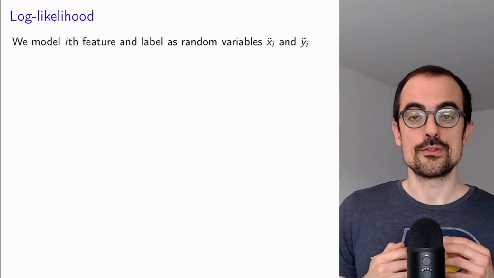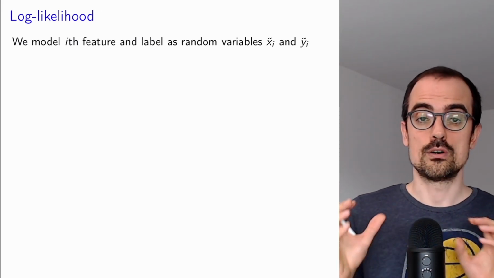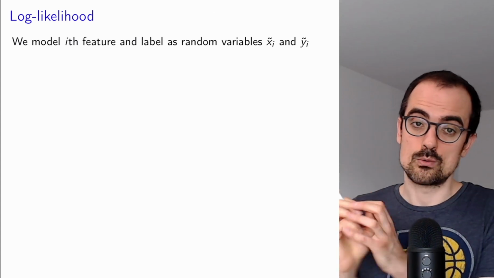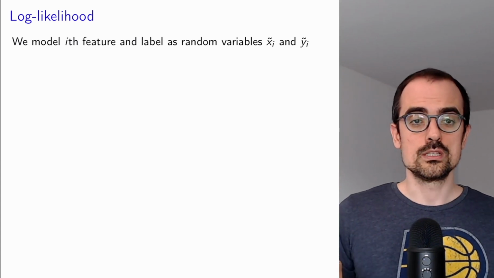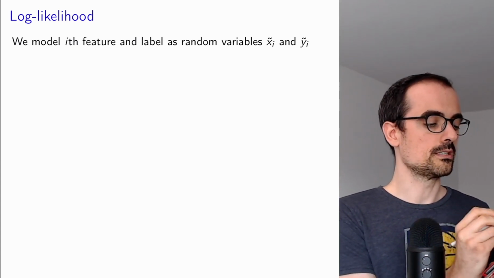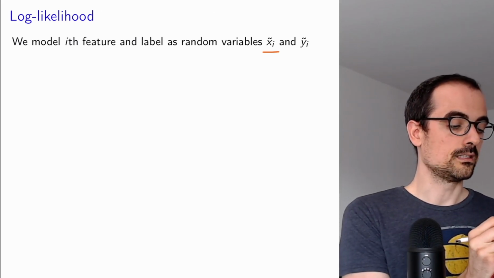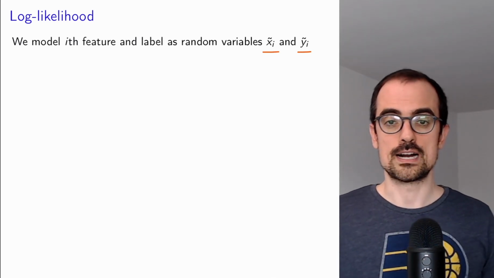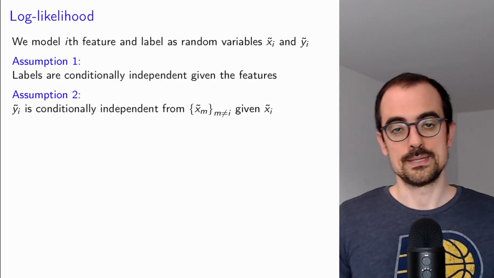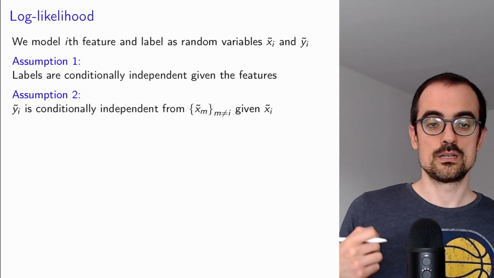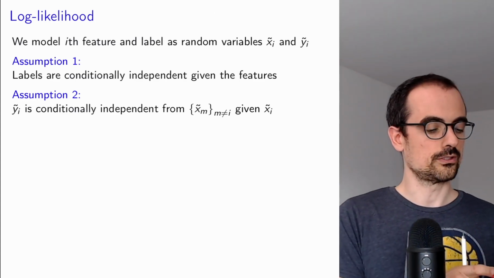So what we do is we consider the log likelihood of the whole tree. Before, we were looking at the likelihood of only the data within one region. Now we're going to look at the data over all the regions, but the argument is exactly the same. We're still going to model the features as these random vectors xi and the labels as these random variables yi. And we're going to make these two assumptions where the labels are conditionally independent given the features, and each label is conditionally independent from all the other features given its own feature vector.